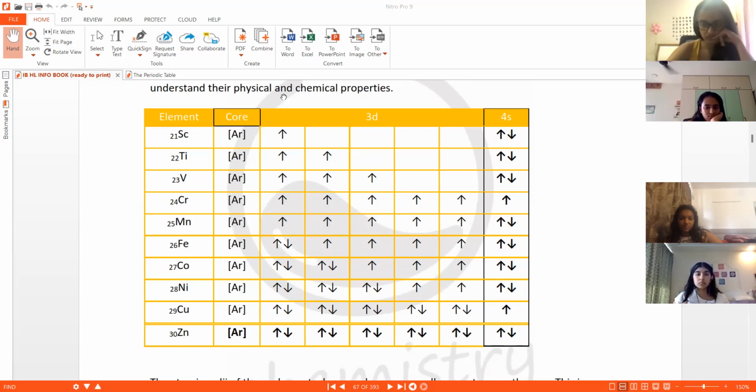Now we'll talk about the electron configuration of the ions. What you see on the screen is the electron configuration of atoms, of all these atoms. Now let's see the electron configuration of ions. So we will take the scandium ion, which has a charge of 3+ for some reason, and all the others will be 2+.